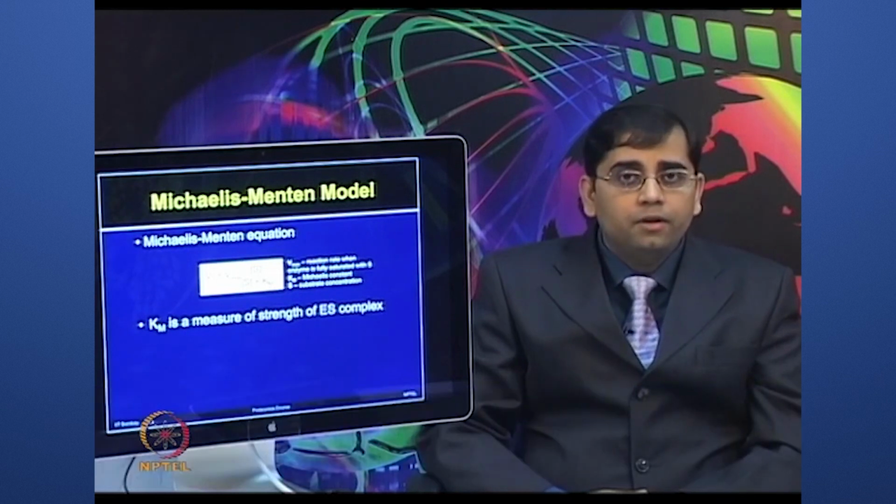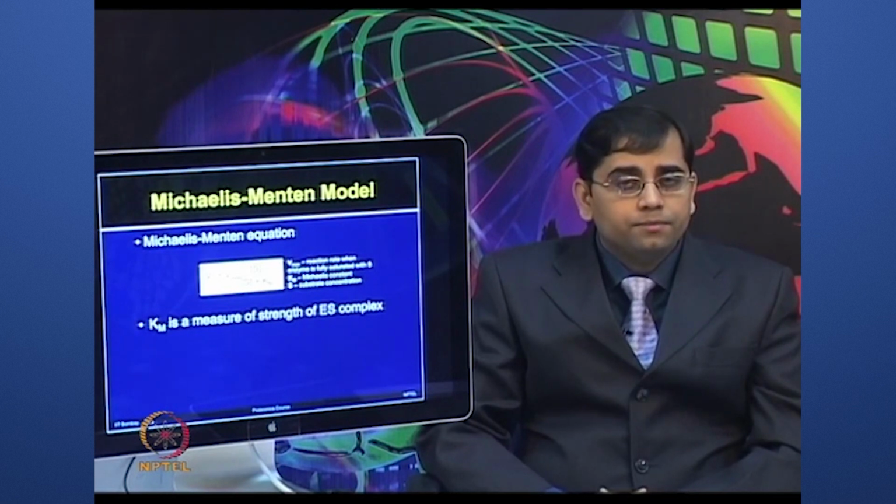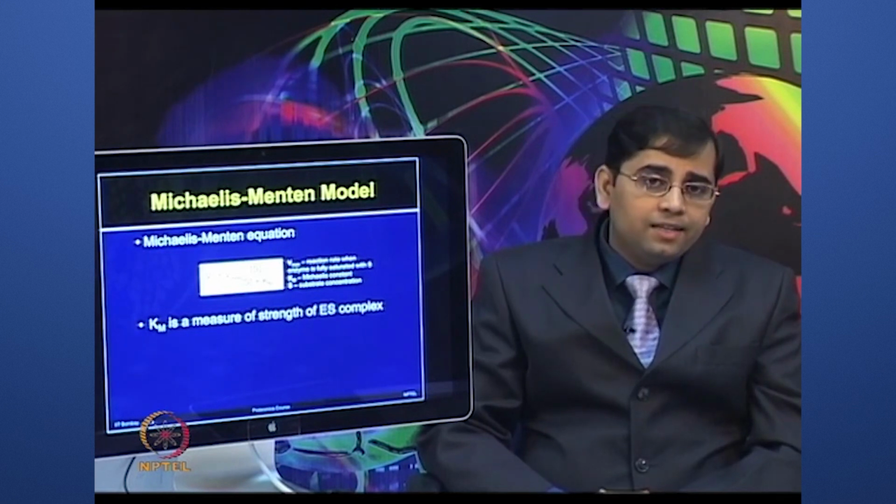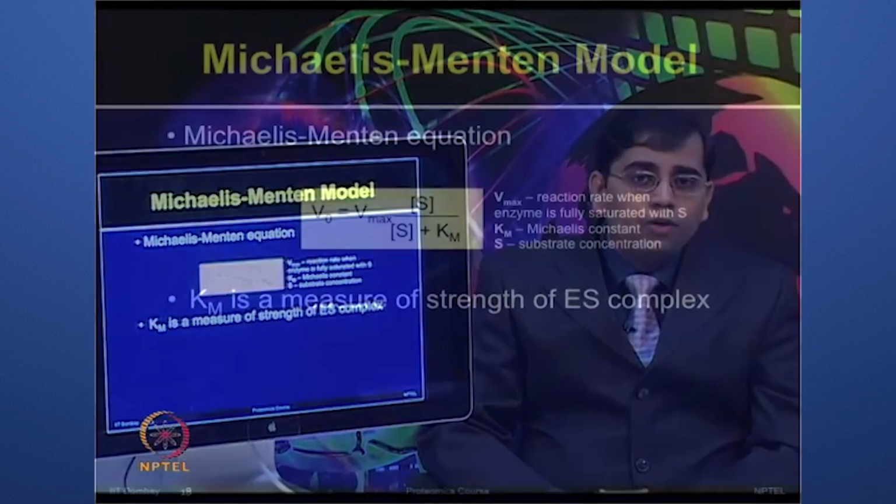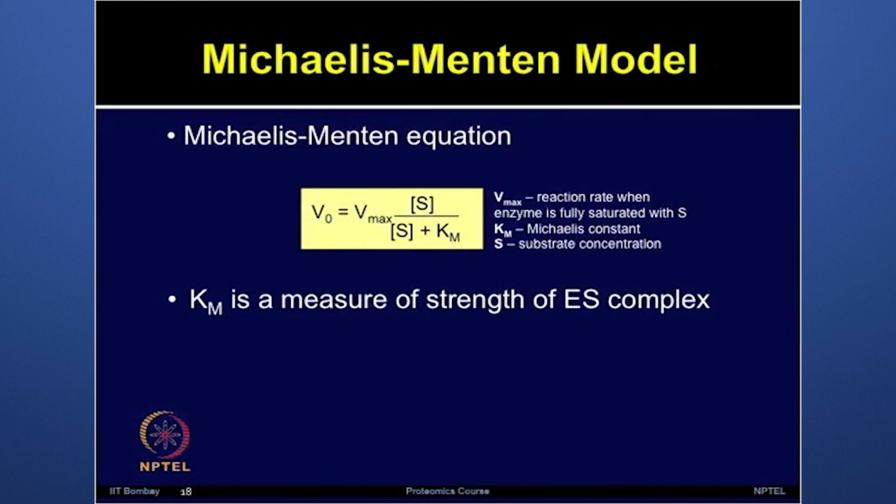So, let us say we take this equation and there is one situation where substrate concentration is less than Km, or the Michaelis constant. Now, what will be the equation? In this case, V0 will become Vmax divided by Km times substrate concentration. So, rate is directly proportional to substrate, which means the reaction is first order.